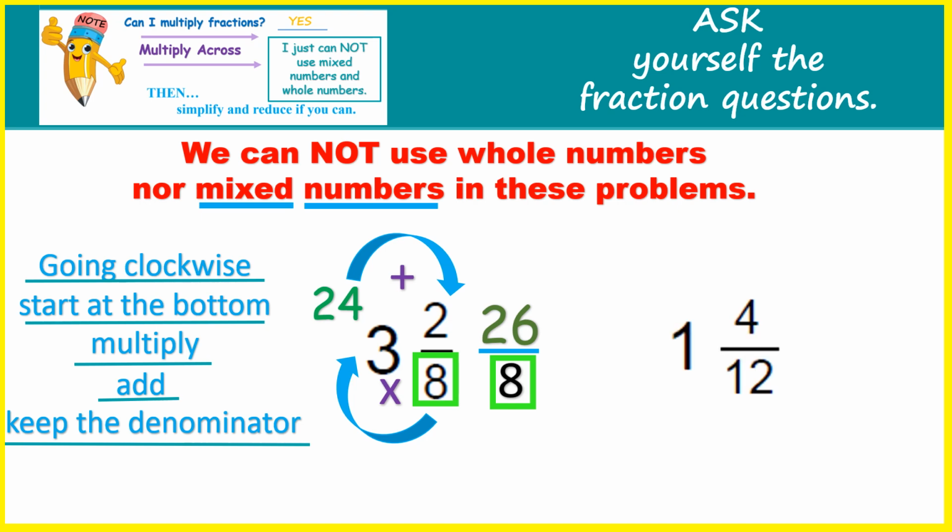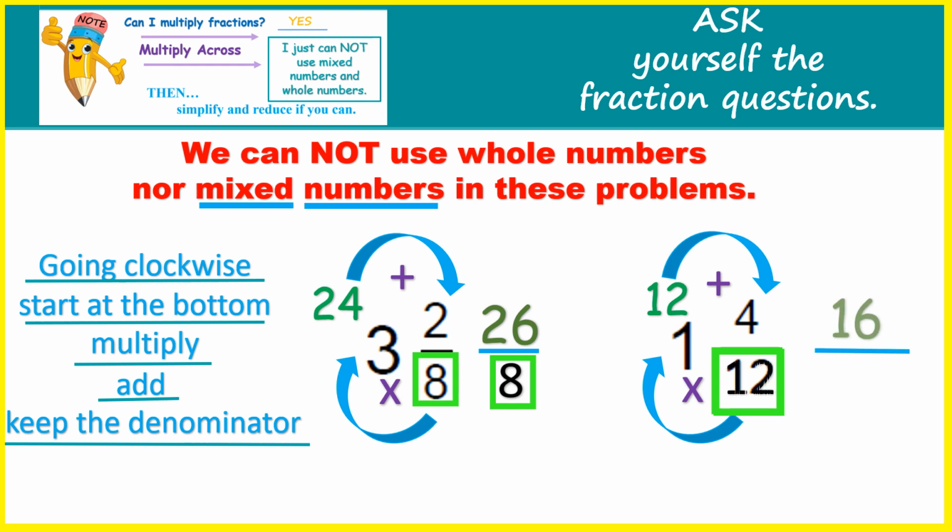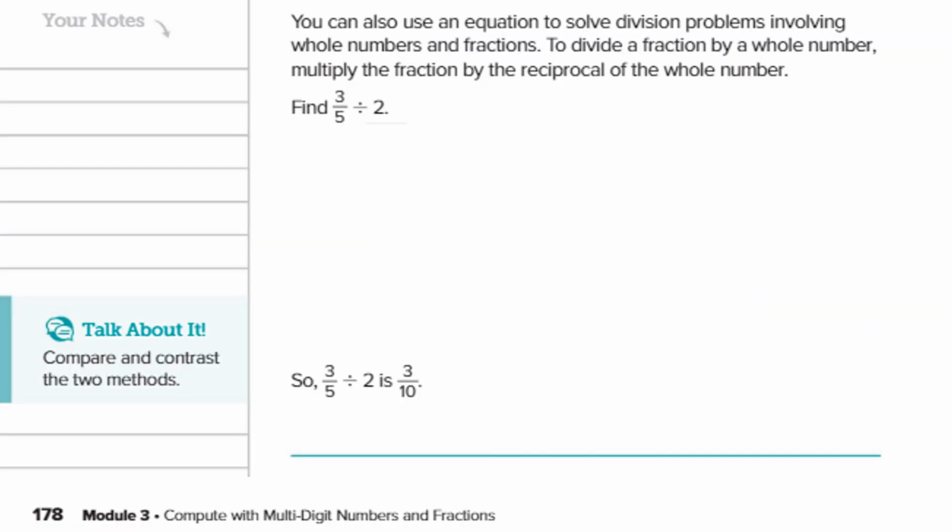Or if I have 1 and 4/12ths, same process. I start at the bottom, start with the 12. I'm going to multiply going clockwise. So 12 times 1 is 12. And then I take the 12 and add the numerator that is there. 12 plus 4 is 16. And I keep my denominator of 12. So anytime I see whole numbers, I'm going to put them over 1 in these math problems. Anytime I see mixed numbers, I'm going to make them improper fractions. But then I'm going to notice that I still have a division problem, division of fractions.